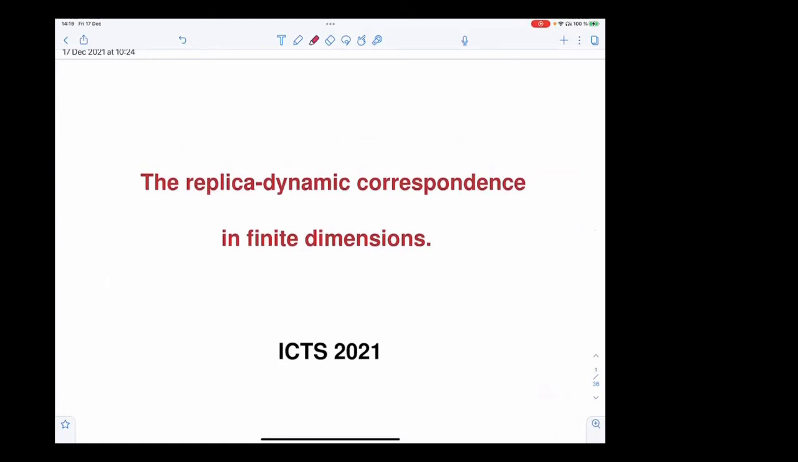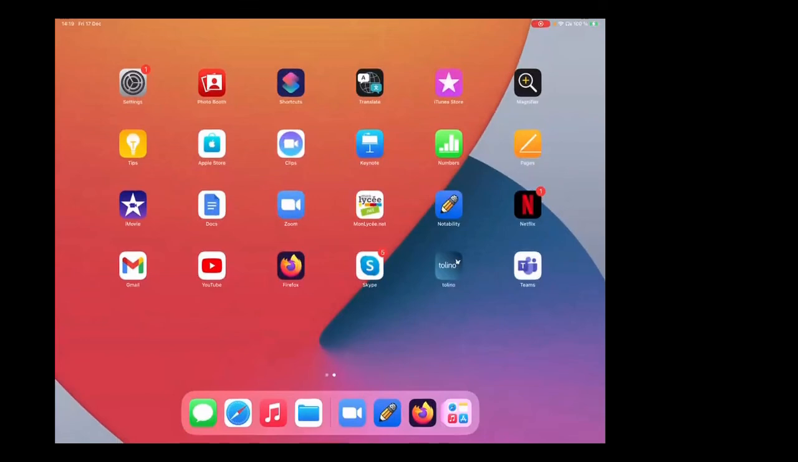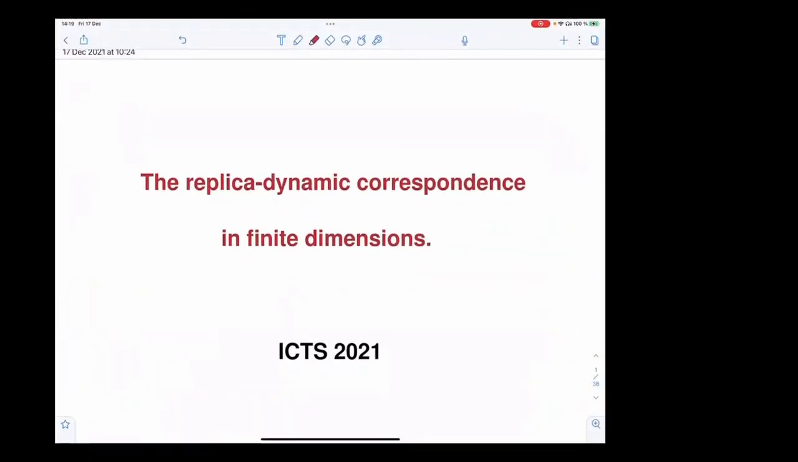Well, thank you very much, Shri. Hi, Jorge. Very nice review. Actually, I have two comments. One on the correspondence between statics and dynamics in finite dimension.